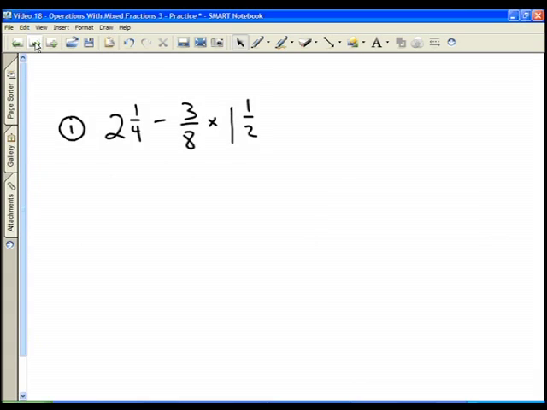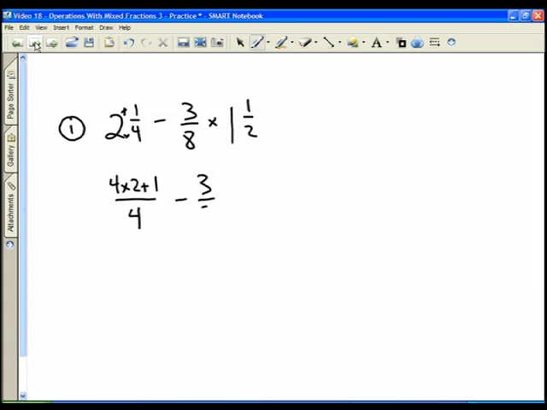So if we take a look here at the first problem, as we see these mixed fractions, we're going to have to convert these mixed fractions into improper fractions first. So this first fraction, 2 1/4, will be equivalent to, remember we multiply the whole number by the denominator and then we add the numerator. So it's going to be 4 times 2 plus 1 all over 4.